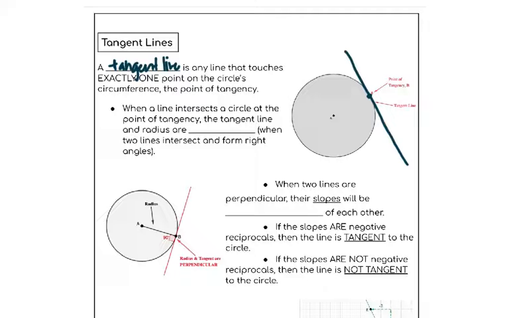So when a line intersects a circle at a point of tangency, the tangent line and the radius, so if I was to extend my radius from A to B here, what do you notice happens between the radius and that tangent line? Some of you might have already said that they are going to be perpendicular. And what does it mean again to be perpendicular? It means that two lines are going to intersect. Our radius and our tangent line are intersecting, and they're forming right angles. So these here are going to be right angles.